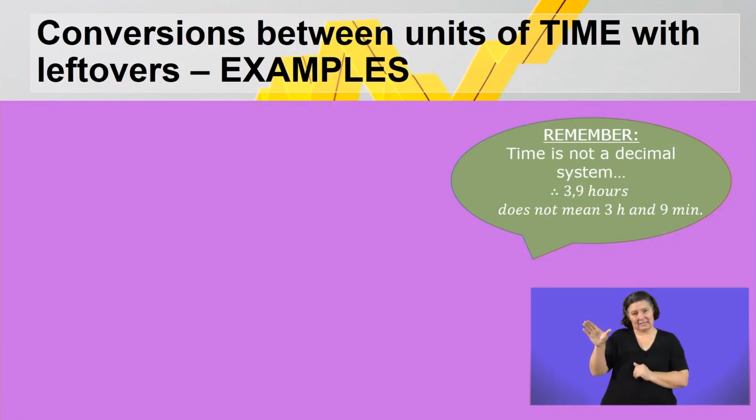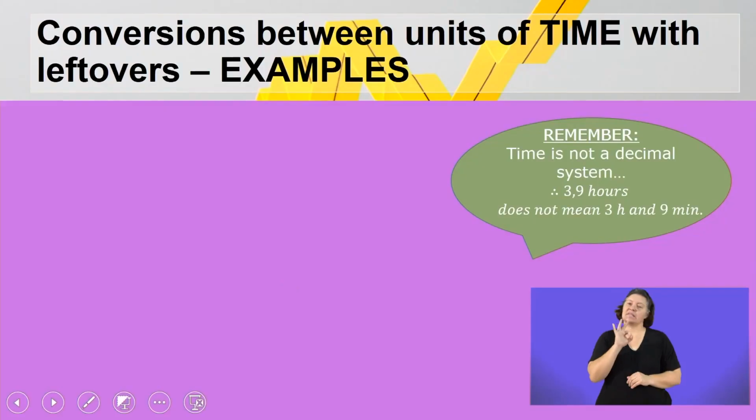All right, guys, now we'll be looking at conversions between units of time and leftovers. All right, so there in the right-hand corner, I indicated to you that time is not a decimal system. So therefore, 3,9 hours does not mean it's 3 hours and 9 minutes. But I'll say more on this as we move along.